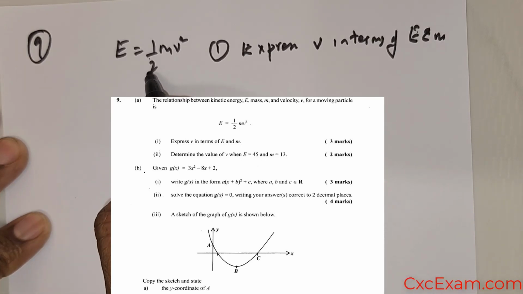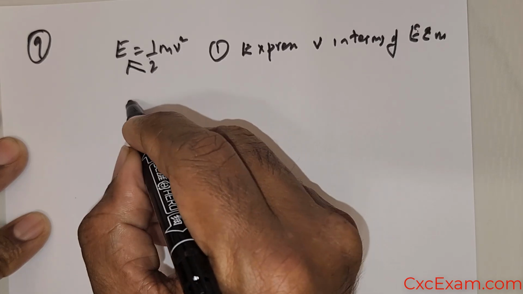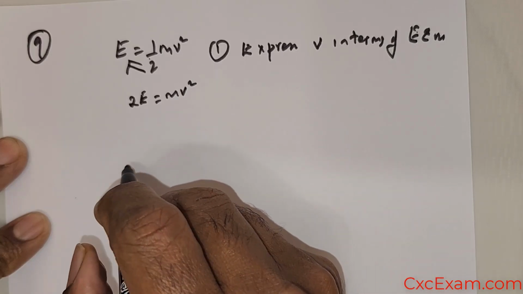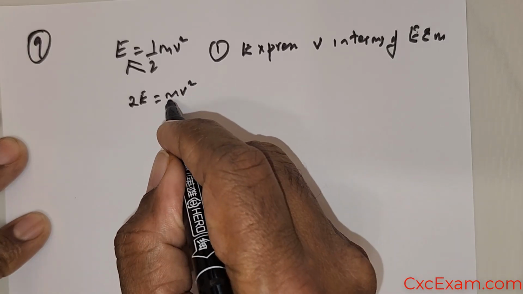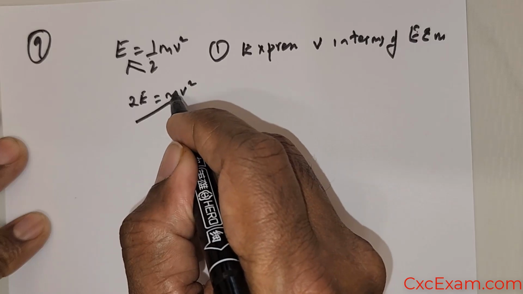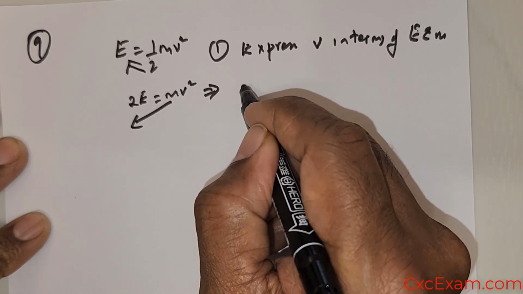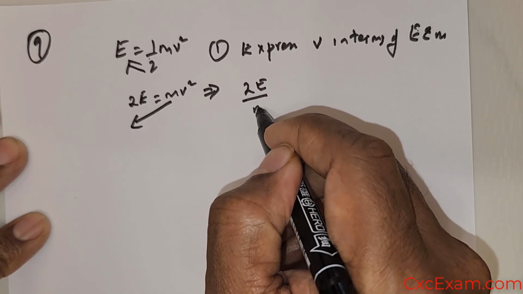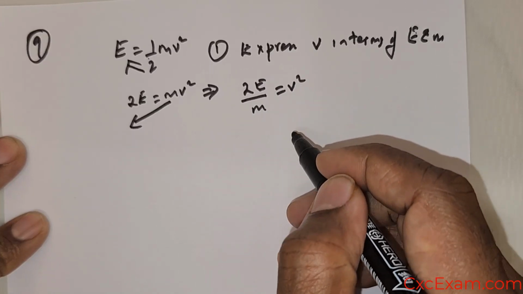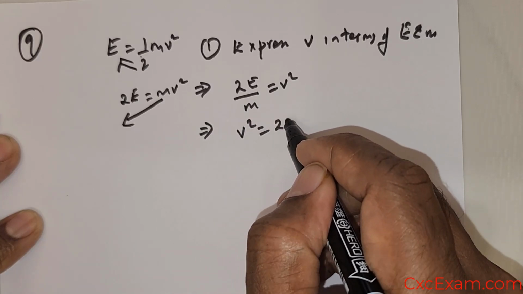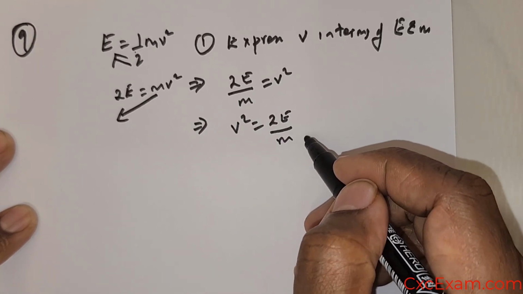So foremost, what you need to do is get rid of this 2. So how do you do that? You cross multiply. So this will give you 2 times E is equal to m times V squared. Then you have to get rid of this m from the right hand side. So push this m to the left. So this would mean you have 2 times E over m is equal to V squared. Now you can rewrite this as V squared is equal to 2 times E over m.